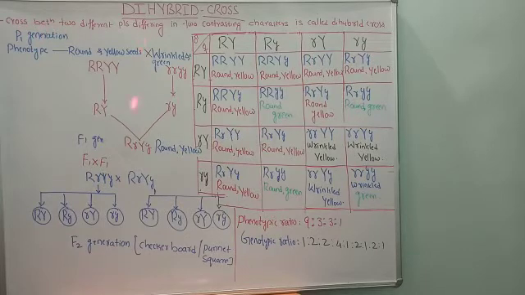Mendel selected two contrasting characters, here the shape and color of the seed. If plants differ in only one contrasting character, for example the height of the plant, only one character is taken into consideration for crossing. But in the case of a dihybrid cross, Mendel took two contrasting characters.